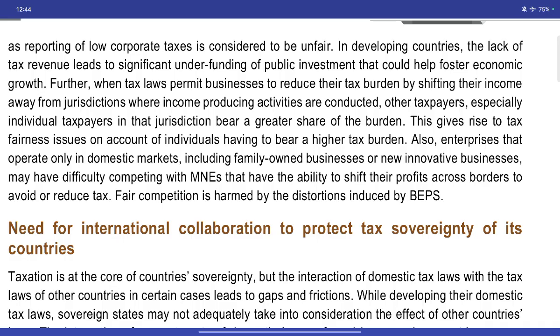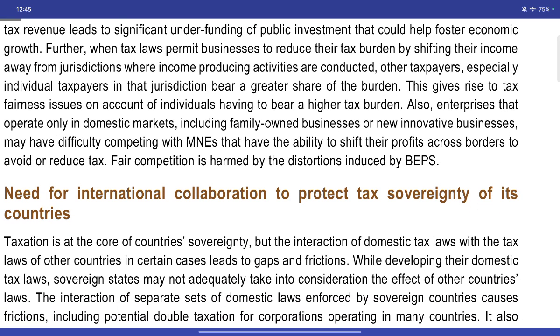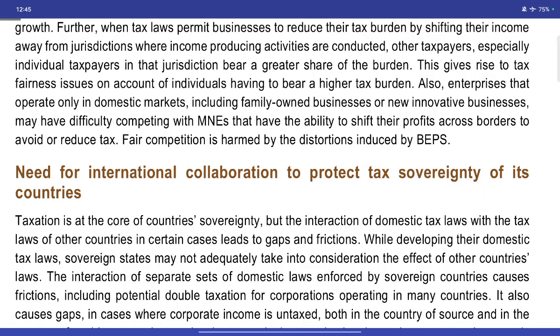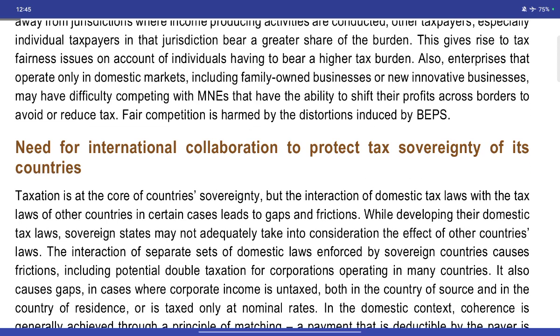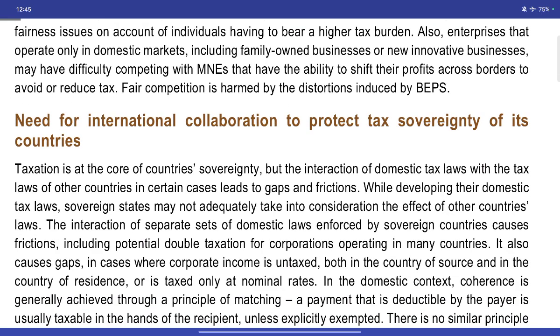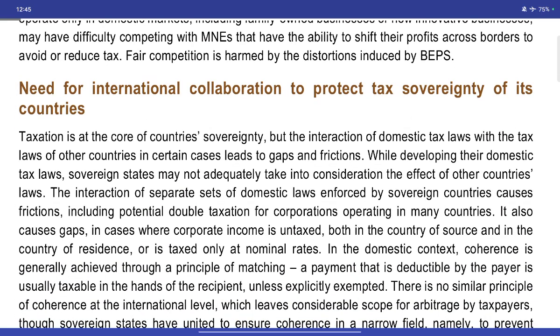This gives rise to a tax fairness issue, ensuring individual taxpayers do not bear a higher tax burden. Also, enterprises that operate only in the domestic market, including family-owned businesses or new innovation businesses, have difficulty competing with the MNEs, which have the ability to shift profit across borders to avoid tax. Fair compensation comes only by restoring the revenue lost due to BEPS. There is a need for international collaboration to protect tax sovereignty of countries.